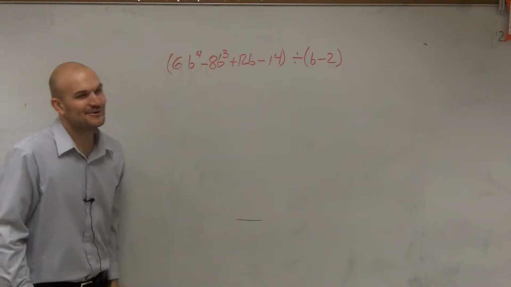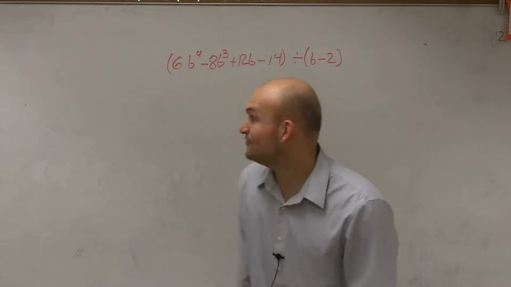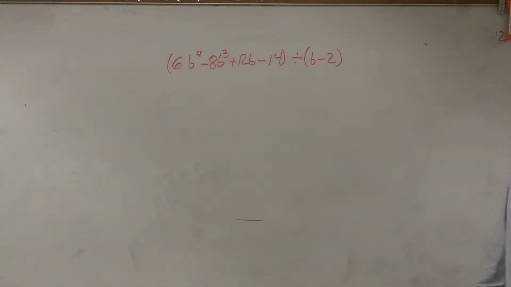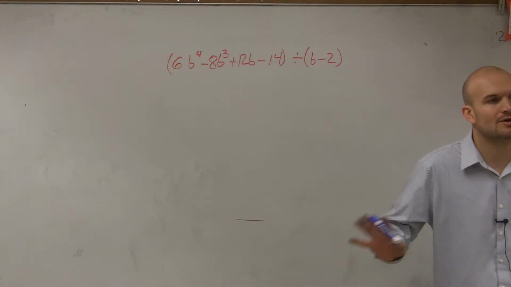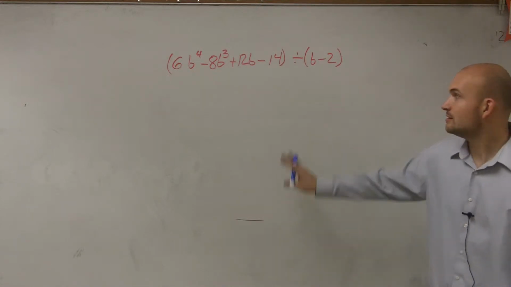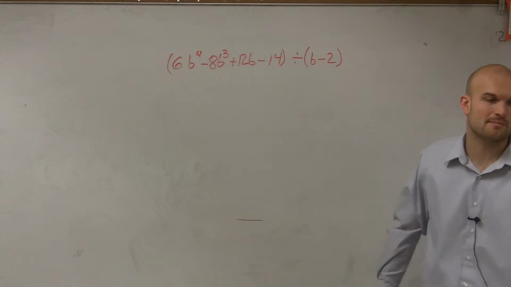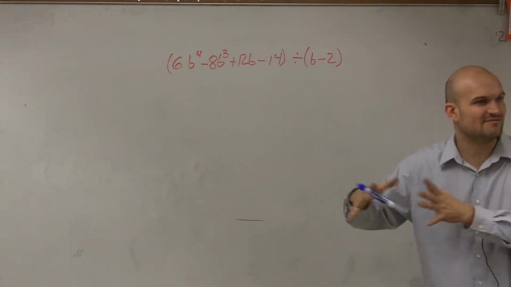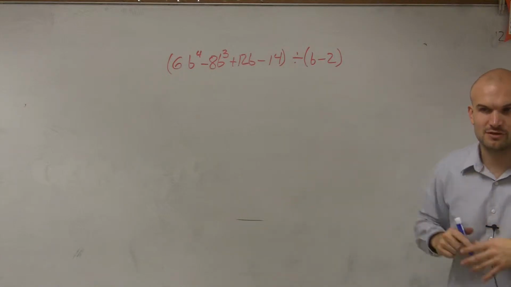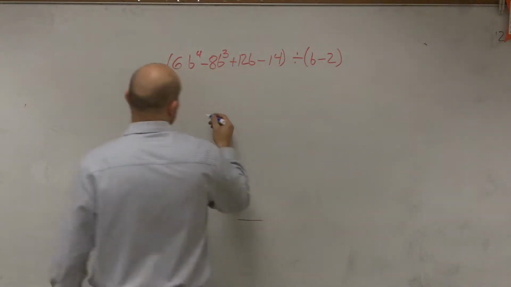Always get you. So we have 6b to the fourth minus 8b cubed plus 12b minus 14 divided by b minus 2. All right, so I'm going to work through this a little bit quicker. And again, the major thing we noticed is we have a binomial again, so we can't do that GCF thing where you divide every term by your term. We're going to have to use our long division algorithm. So we set this up.